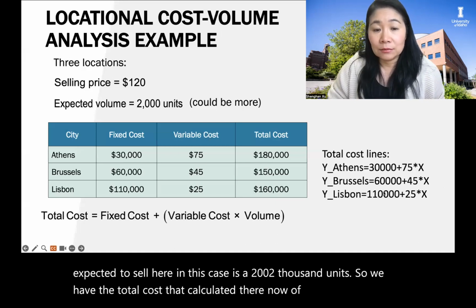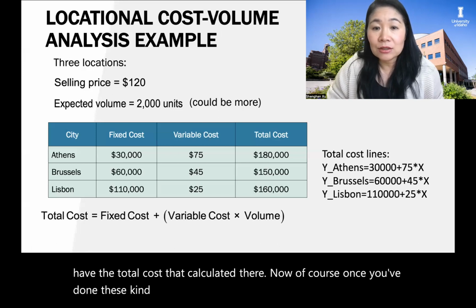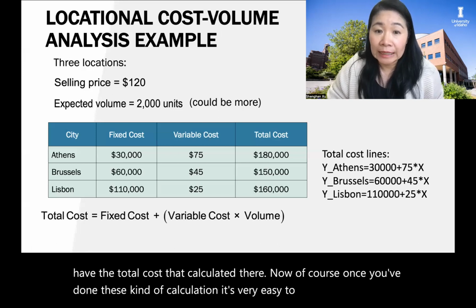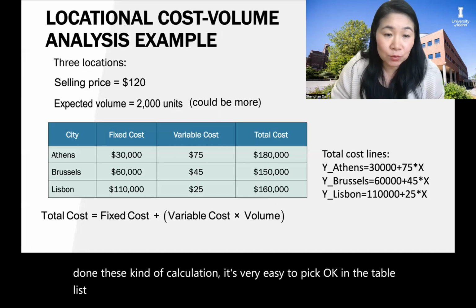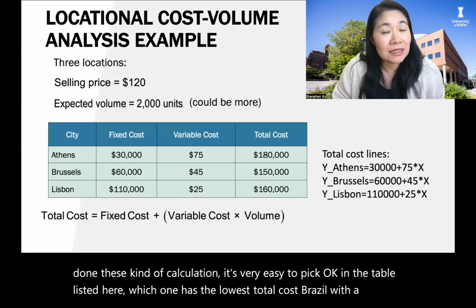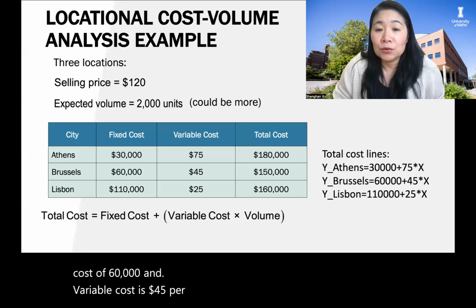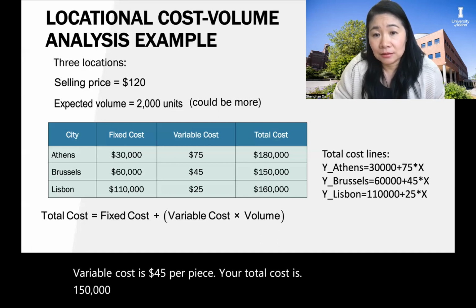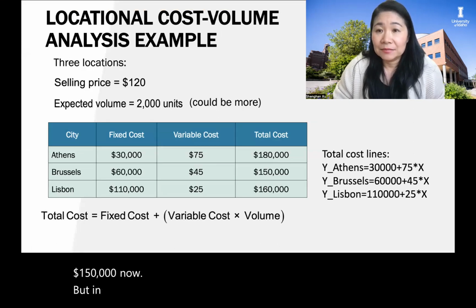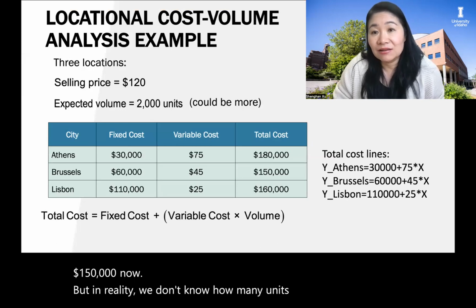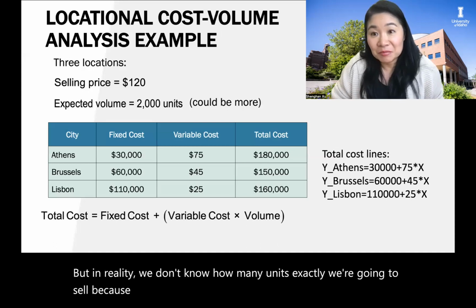Now, once you've done this kind of calculation, it's very easy to pick. In the table listed here, which one has the lowest total cost? Brussels, with a fixed cost of 60,000 and a variable cost of $45 per piece. Your total cost is $150,000.